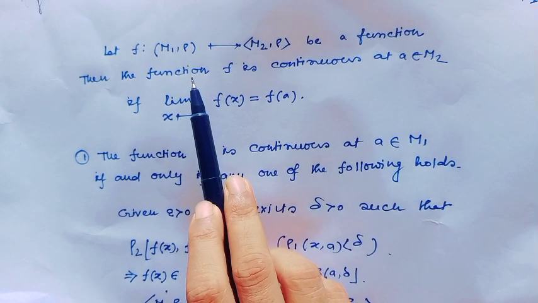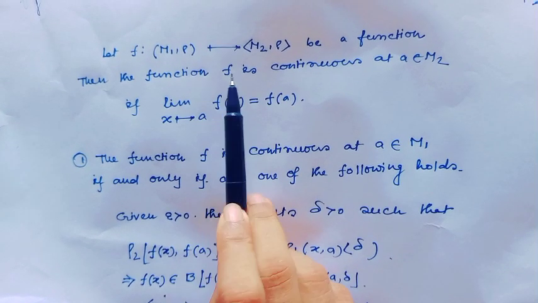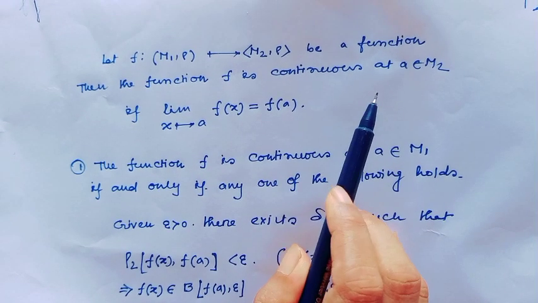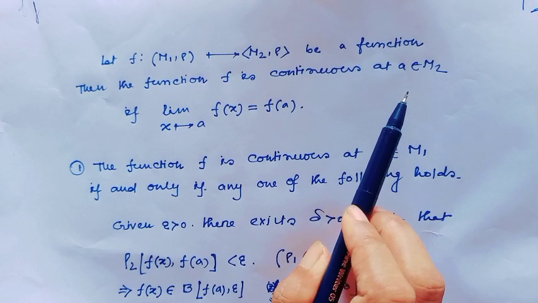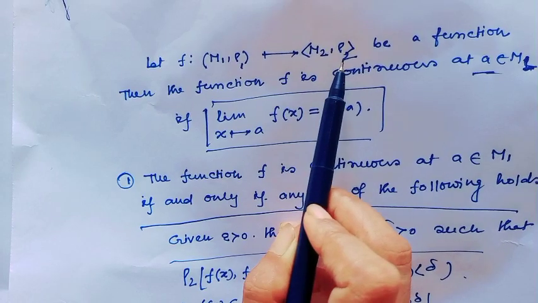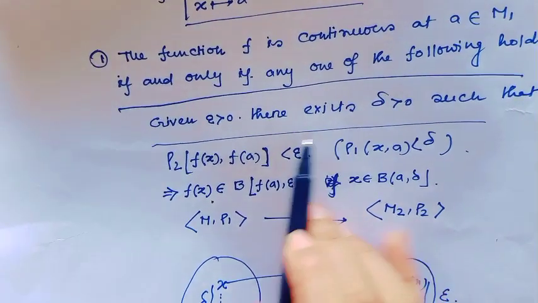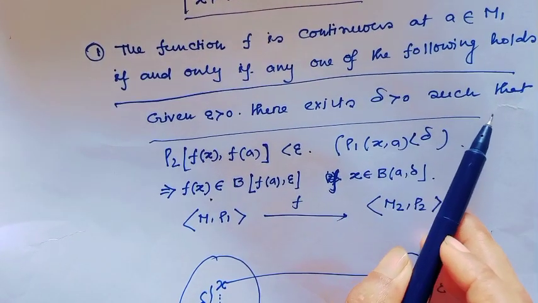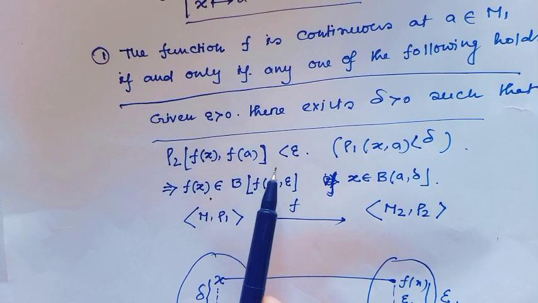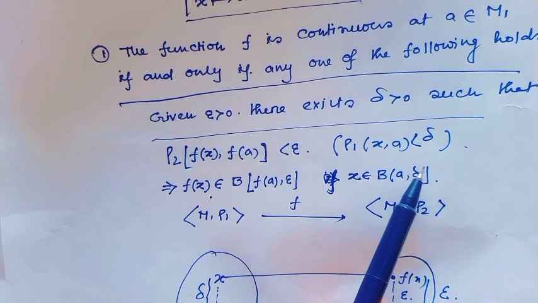Consider a function f defined from the set (M1, rho 1) to (M2, rho 2). Then the function f is continuous at the point a. Here this is the rho 1 metric space and this is the rho 2 metric space. So, given epsilon greater than 0, there exists delta greater than 0 such that rho 1(x, a) less than delta implies rho 2(f(x), f(a)) less than epsilon.